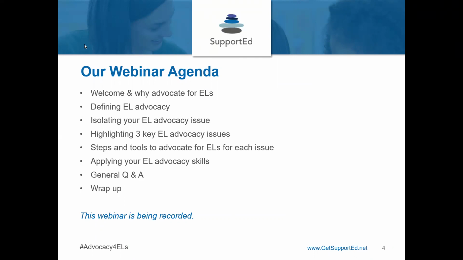So our agenda today is to welcome you and talk about why we're advocating for ELs, and then defining EL advocacy. We'll work on isolating an EL advocacy issue, highlighting 3 key EL advocacy issues. Then I'll share steps and tools to advocate for ELs around each issue. I'll give you a chance to apply your EL advocacy skills, and we'll have a general question and answer session and a wrap-up. And like I shared earlier, we're recording this webinar, and if you're on Twitter, we created the hashtag Advocacy for ELs to come together on this topic.